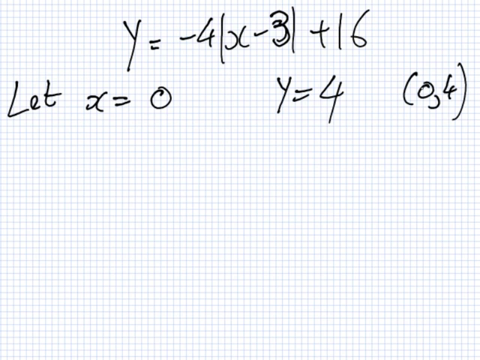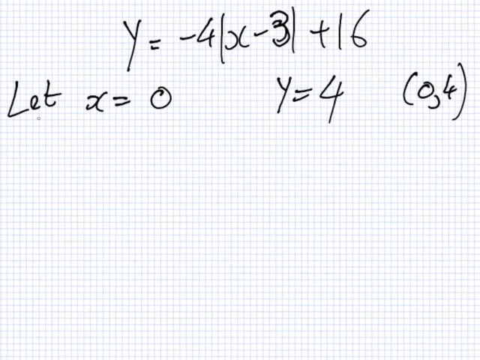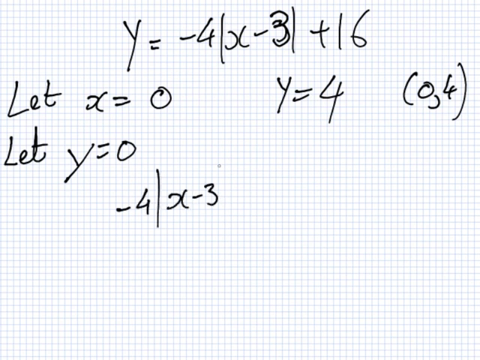Why did I make x 0? I'm deliberately finding where it crosses the y-axis, so I make x equals 0 to find y. Then I find where it crosses the x-axis. What are these points called? Roots. Thank you. Somebody remembers their vocabulary. So now I say let y equal 0. So now I have minus 4 absolute of x minus 3 plus 16 equals 0.